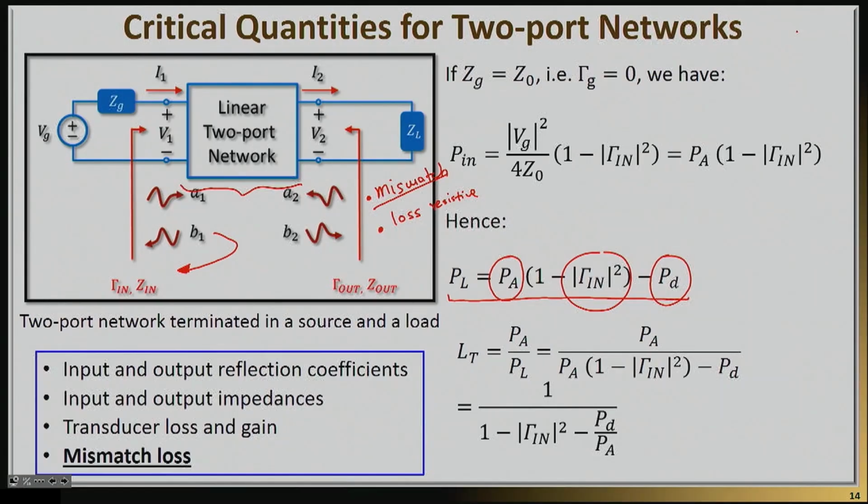If you want to separate the two, sometimes you can write this transducer loss that we discussed before in the form that you will see right here, where it can explicitly give you the amount of loss you suffer due to mismatch, and that means make gamma in 0 if you don't want that loss, and the amount of power loss you suffer due to the ohmic loss, in which case it simply means use a better technology to have a lower loss system.